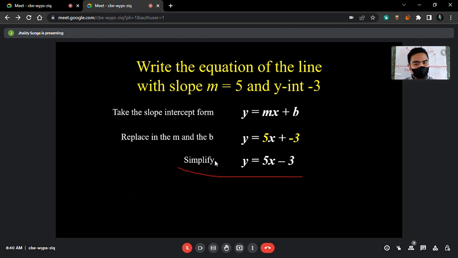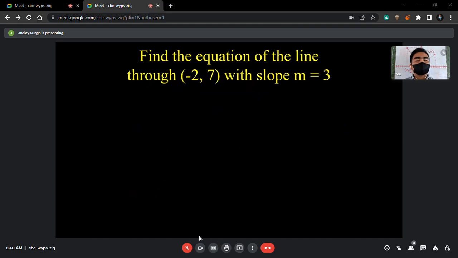We will be having another example with regards to this. This is the way to write the equation of the line if you are given a slope and y-intercept. Always remember that. Now we are going to find the equation of the line when you are given a point and the slope.